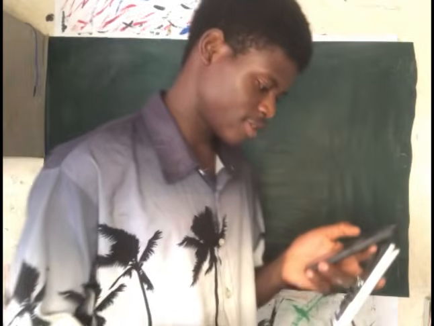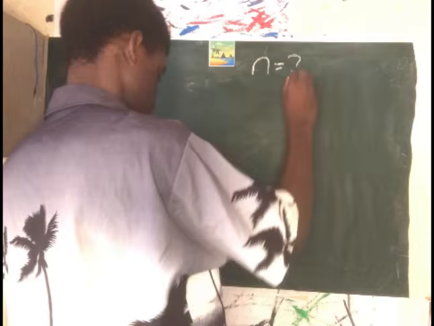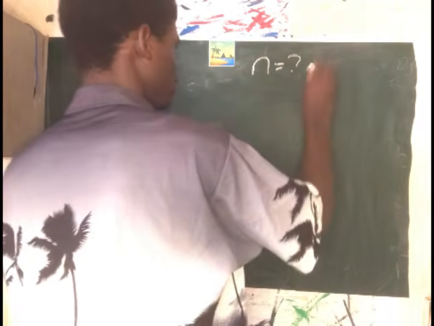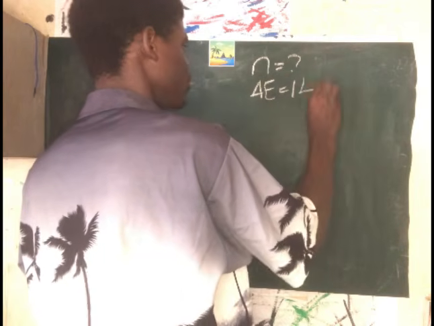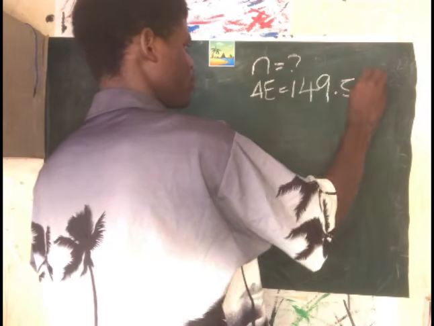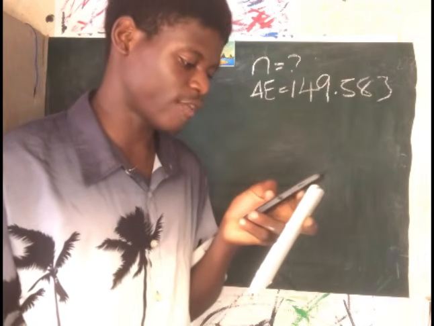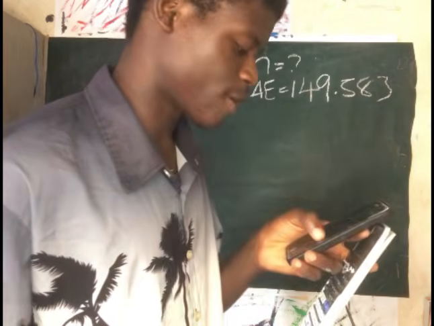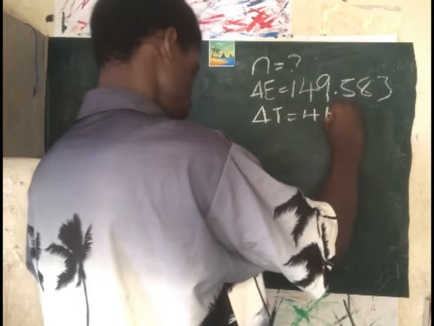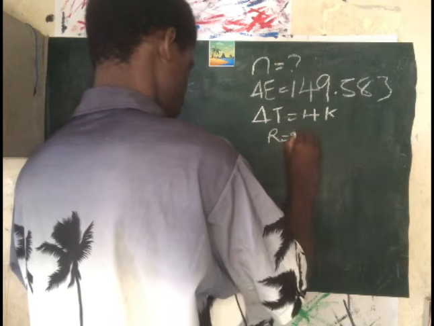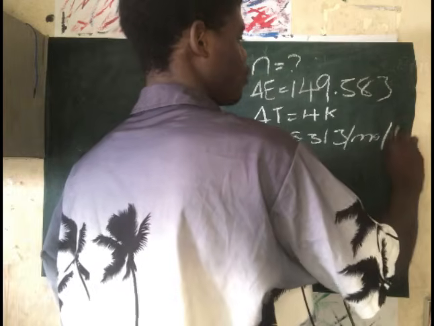Number 8. They said how many moles of oxygen will its internal energy change by 149.58 joule when its temperature is increased by 4 Kelvin? Now the change in temperature is 4 Kelvin. And they gave us R to be 8.31 joule per mole per Kelvin.